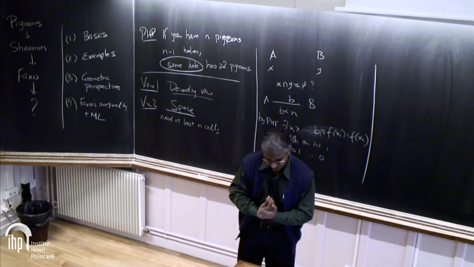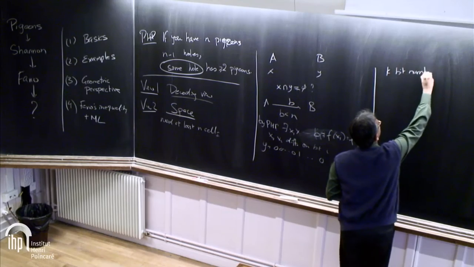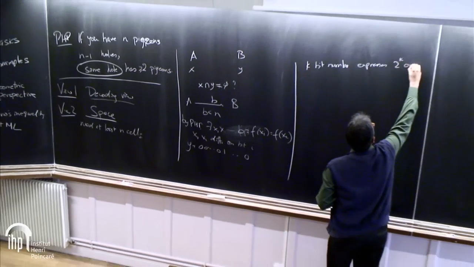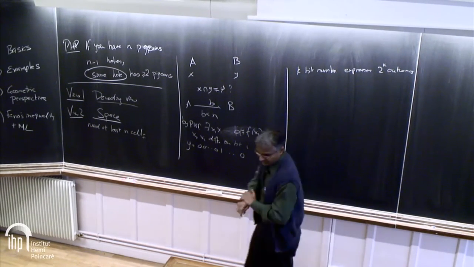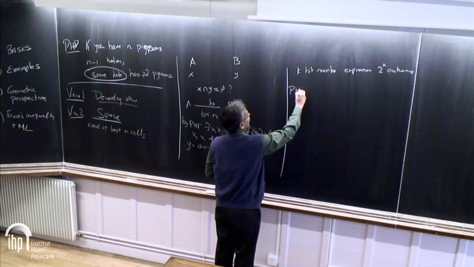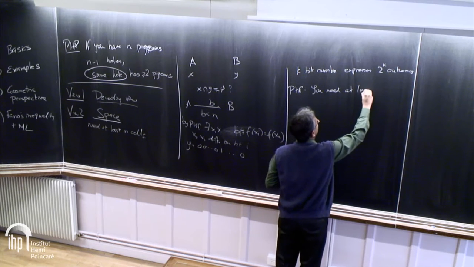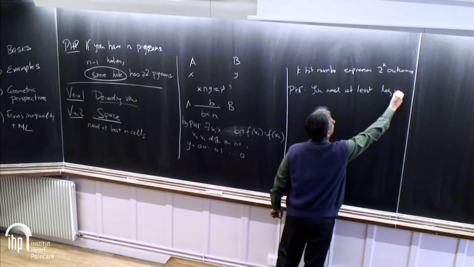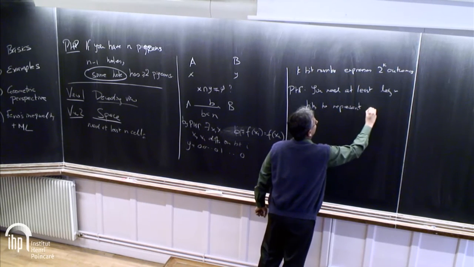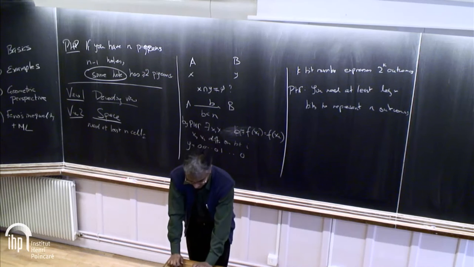And of course, once you have the pigeonhole principle, it doesn't take too much time to get to entropy, right? So we know that if you have a k-bit number, it expresses 2 to the k outcomes, right? So this we know. Fine. And of course, just applying the pigeonhole principle directly means that you need at least log n bits to represent n outcomes, right? This comes directly from that. For the obvious reason, you can prove it, not very hard.